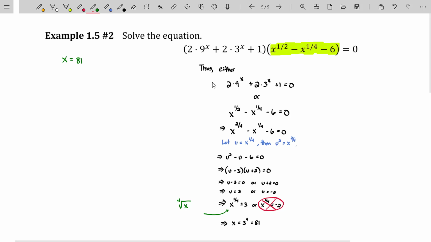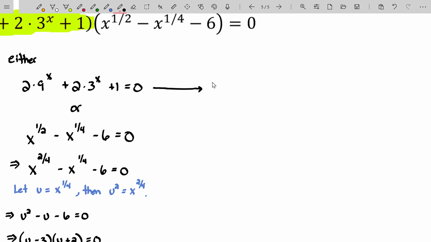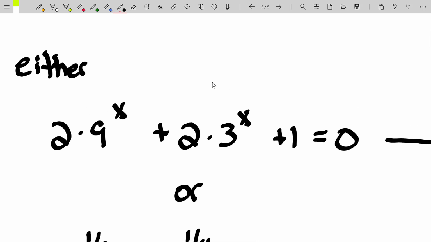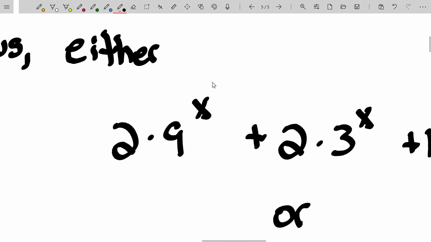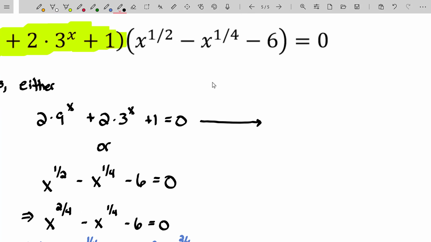All right, so we have now solved at least the highlighted part equals 0. Now let's move on to the other factor equaling 0. That is, we're going to solve 2 times 9 to the x plus 2 times 3 to the x plus 1 equals 0. Now the thing about this equation is it often throws people off because they don't know how to solve it. It is quadratic in form, believe it or not. You just have to rewrite 9 as 3 squared. So that's what I'm going to do off to the right-hand side.